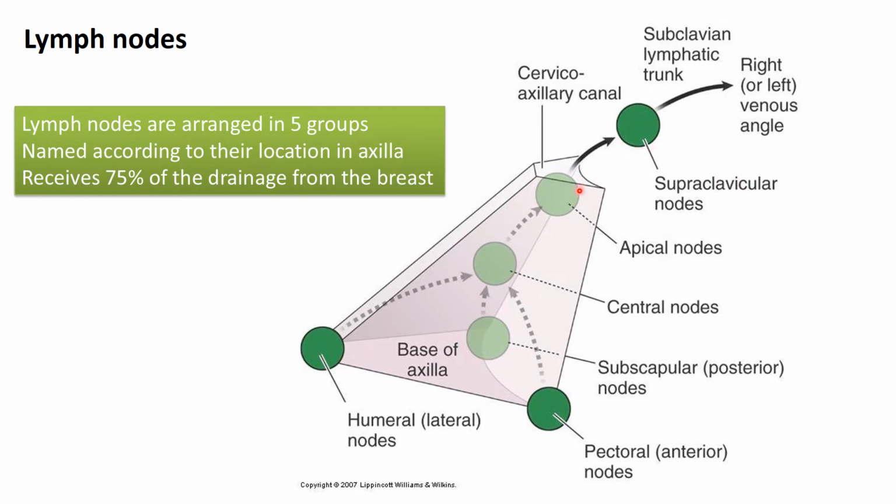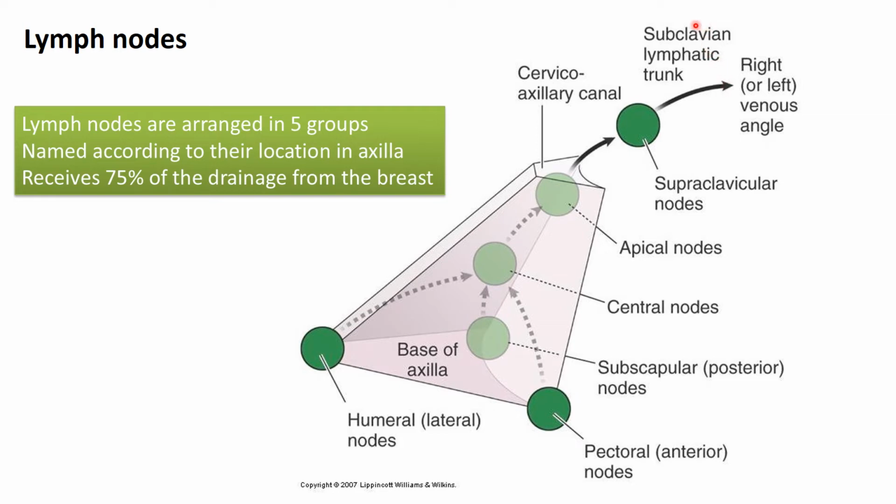Okay, and different lymphatic vessels from the apical nodes and the supraclavicular nodes join together to form the subclavian lymphatic trunk. Now, the subclavian lymphatic trunk will eventually join the venous system. You see, lymphatics at some point will all go into the venous system.